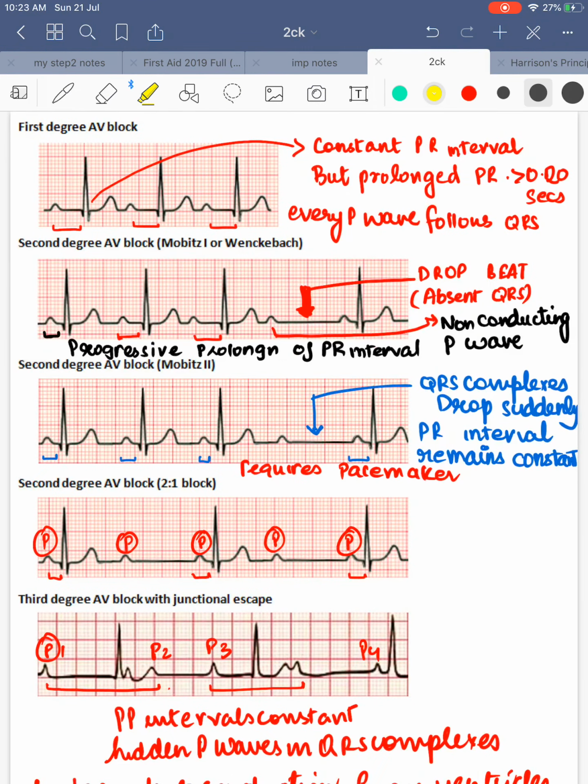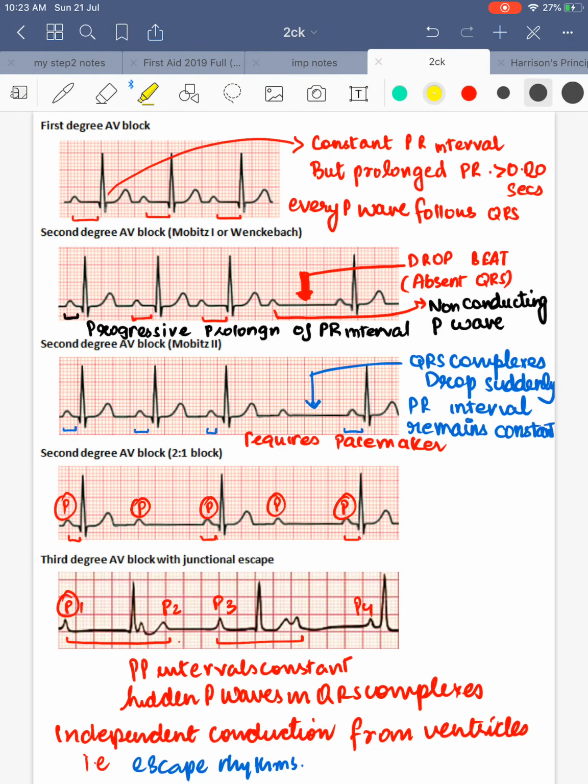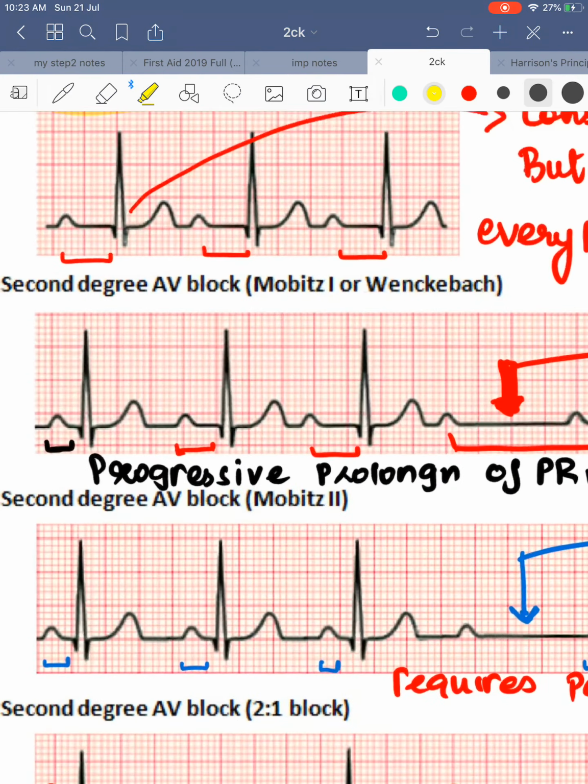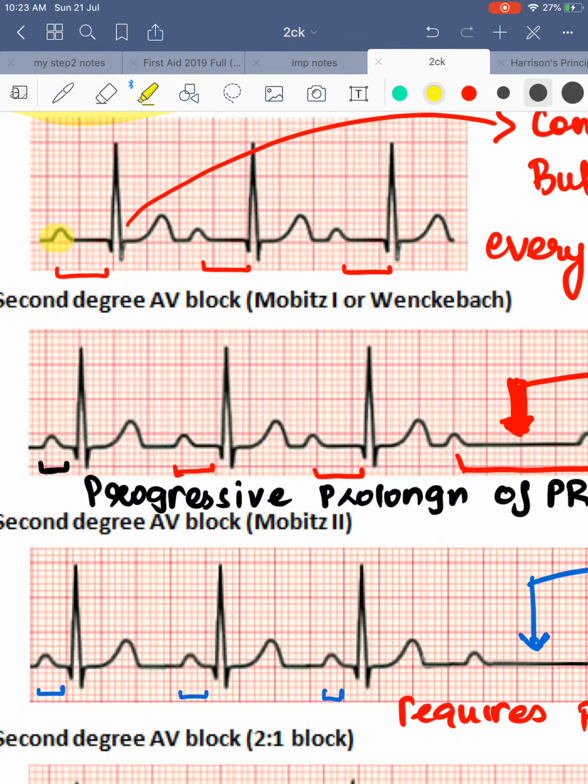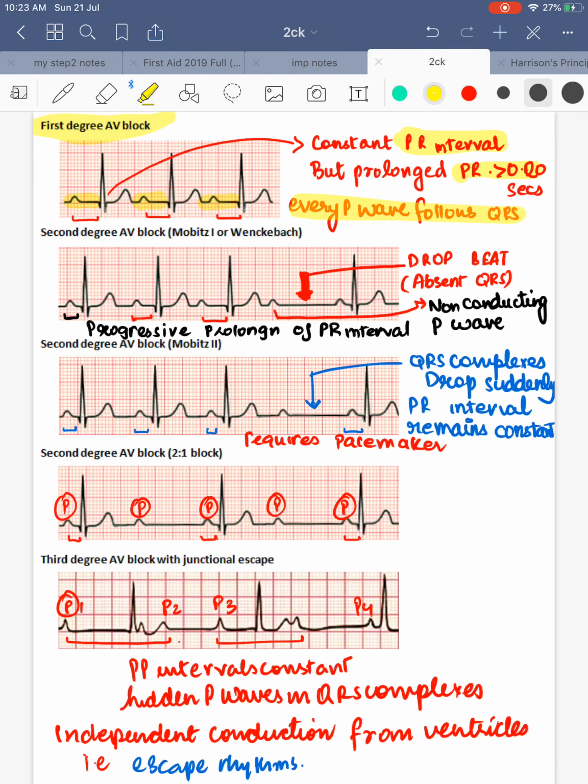This is important. Now I have prepared a summary of all the heart blocks on one page, which will make it much easier for you to understand. As you can see, in first degree heart block, the PR interval is increased, more than 5 small boxes, and every P wave is followed by a QRS complex. The PR interval is constant but prolonged, and every P wave is followed by a QRS complex.